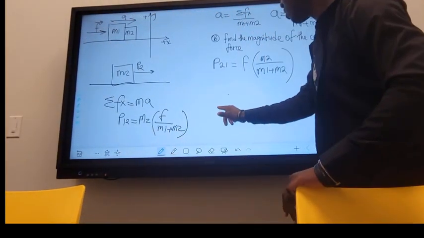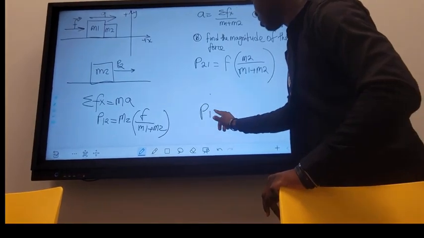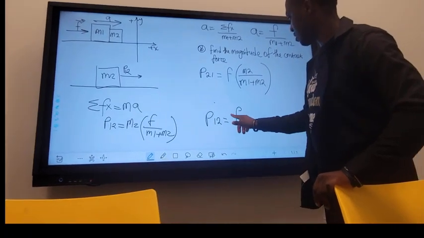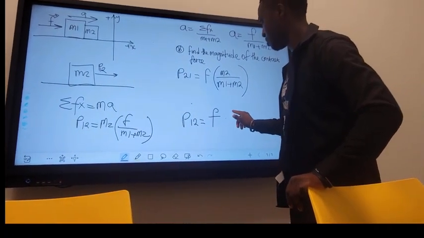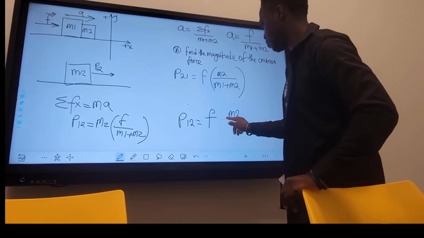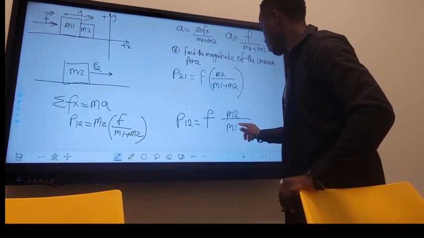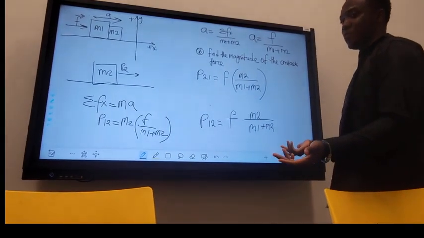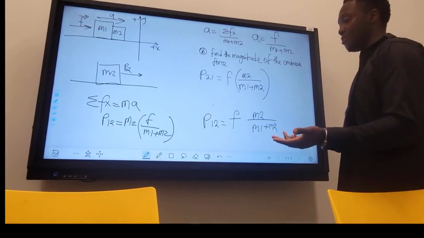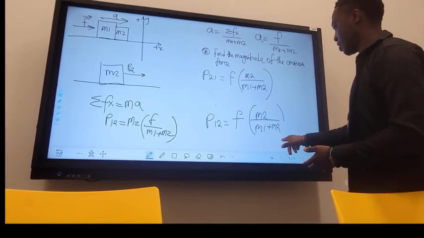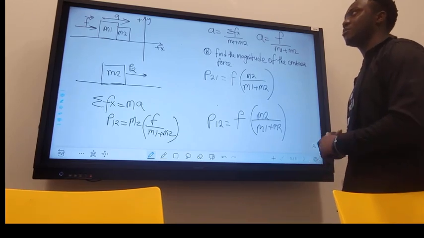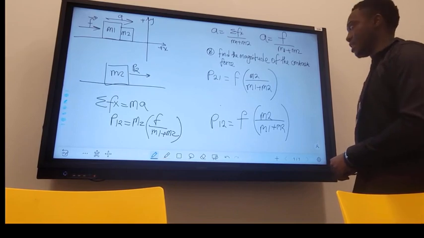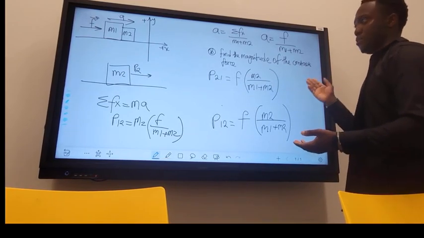You can already see the resemblance with that one, but I can rewrite it to be exactly equal. Multiplying M2 and F, I get F times mass 2 over mass 1 plus mass 2. And just to equate them properly, I can also put these brackets. That shows you that the same contact force happening on M1 is the same contact force happening on M2. And yeah, that's how we find the magnitude of the contact force.